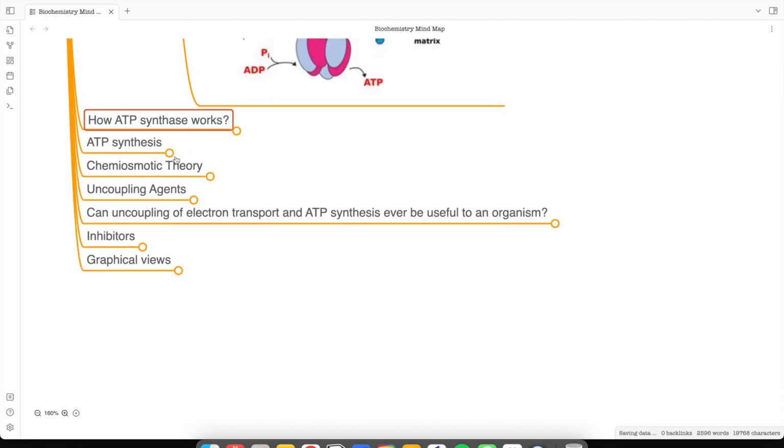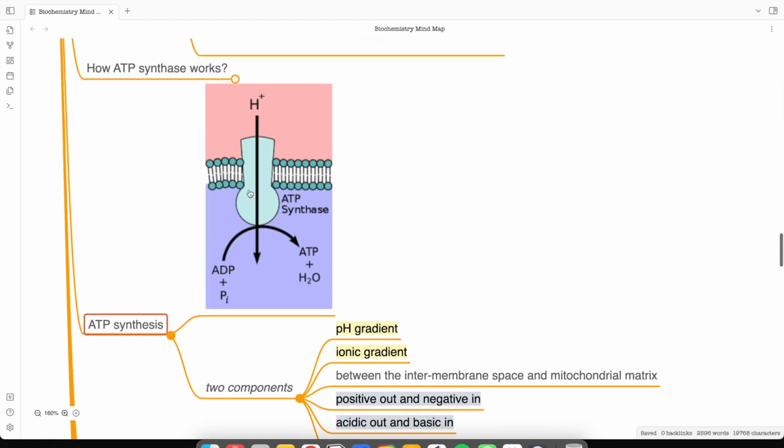Now we'll discuss something more about this ATP synthesis. So this is a very common, very simple structure. So this is ATP synthase. H plus is on the outside. This is the F0, this is the F1. H plus goes in, and ADP and Pi interact, and it forms ATP.